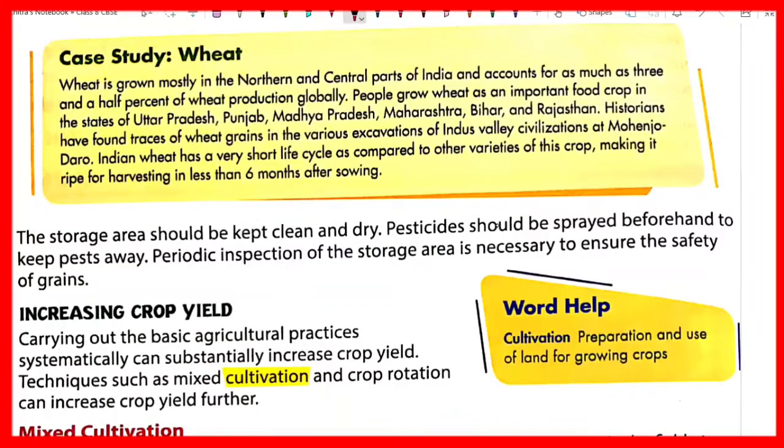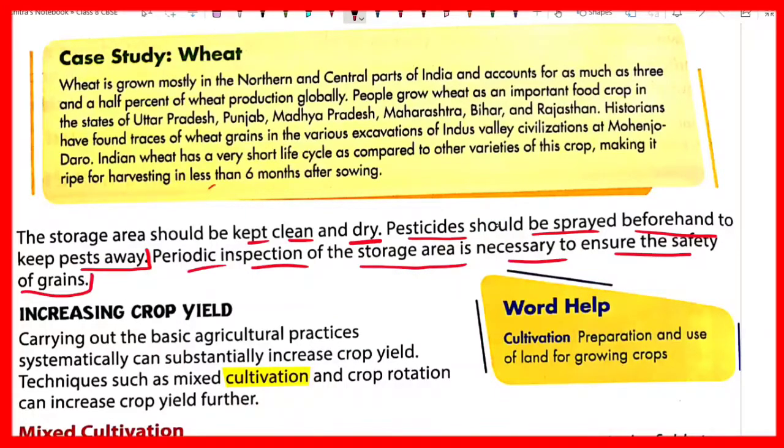The storage area should be kept clean and dry. Pesticides should be sprayed before storing. See what happens generally: pests may destroy the crop, the grains also. That's why we have to apply the pesticide beforehand, before storing the grains there, to keep the pests away from the granaries in order to preserve our grains. Periodic inspection of the storage area is necessary to ensure the safety of the food grain.